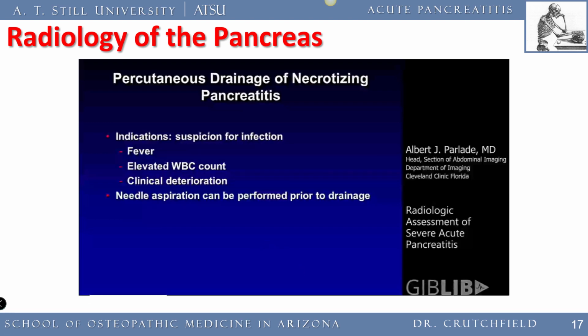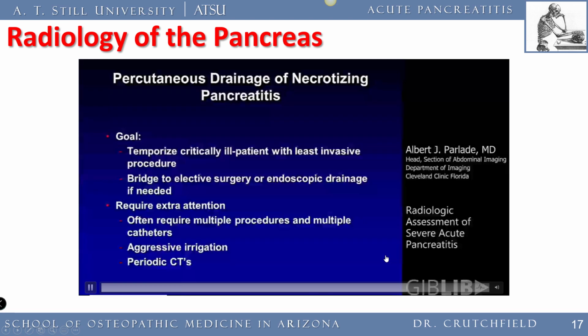If there is any question as to whether or not the patient has infection or we want to avoid drainage for whatever reason, you can put a needle in it, try needle aspiration first, and that'll prove that there's an infection. But the goal is really to temporize a critically ill patient with the least invasive procedure. And it's very effective. It can bridge patients to elective surgery later on or endoscopic drainage if needed, but some patients actually get better just with the drain.